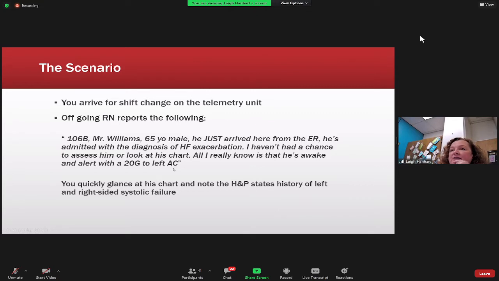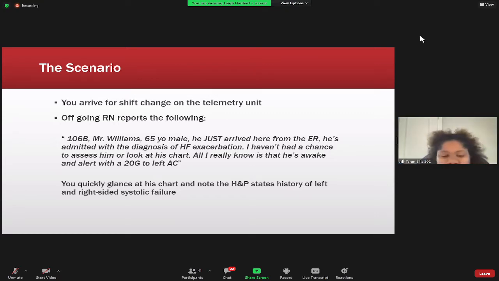Do you think you guys are going to get those types of reports in the hospital setting? All the time. Yes. Okay. So you quickly glance at his chart and you note that the H&P states history of left and right-sided systolic failure. So knowing this is his diagnosis, what are you going to consider as the possible things that you might see on this patient?